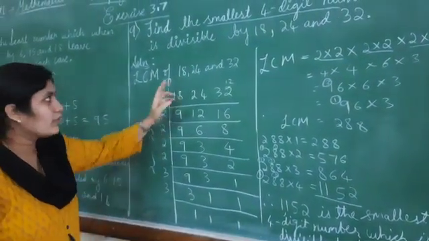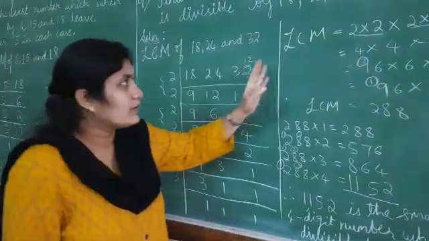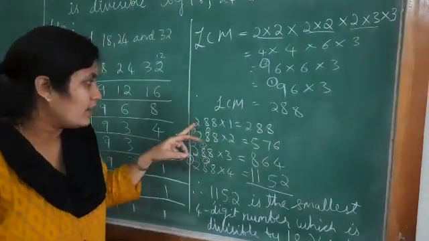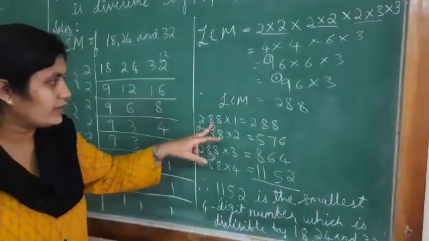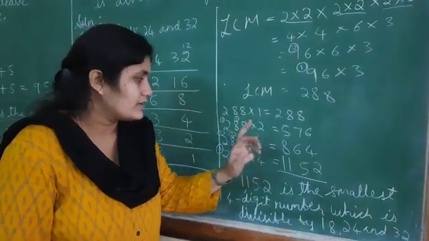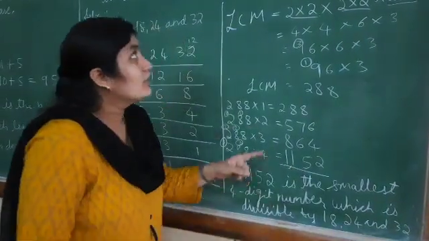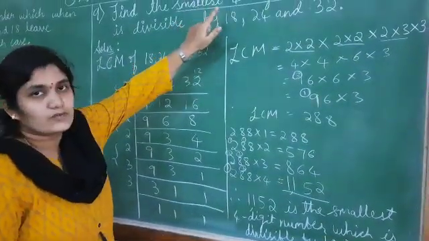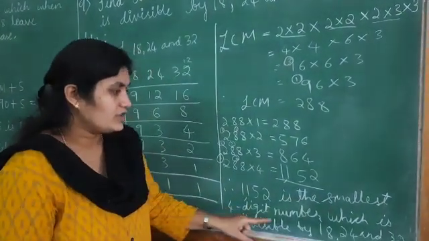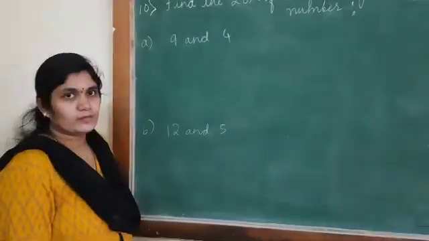So I do repeat once. First take the LCM of 18, 24 and 32. As per the division method, the LCM will be 288. Now write the multiples of 288. 288 ones are 288, 2s are 576, 3s are 864, 4s are 1152. So the requirement of our problem is the smallest 4-digit number. So 1152 is the smallest 4-digit number which is divisible by 18, 24 and 32.